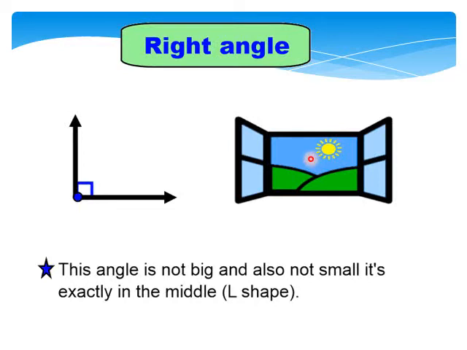Let's look at this window. Where can you see right angles? I have a right angle here in this corner, another right angle here in this corner, another right angle here in this corner, and a fourth right angle here in this corner.